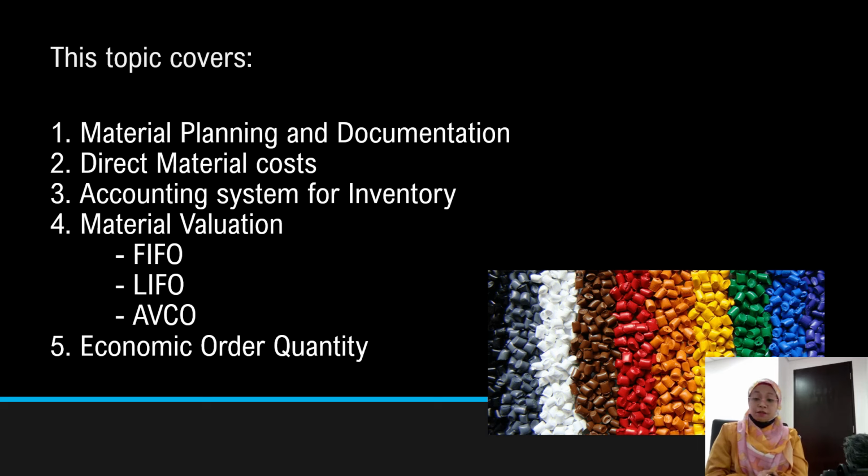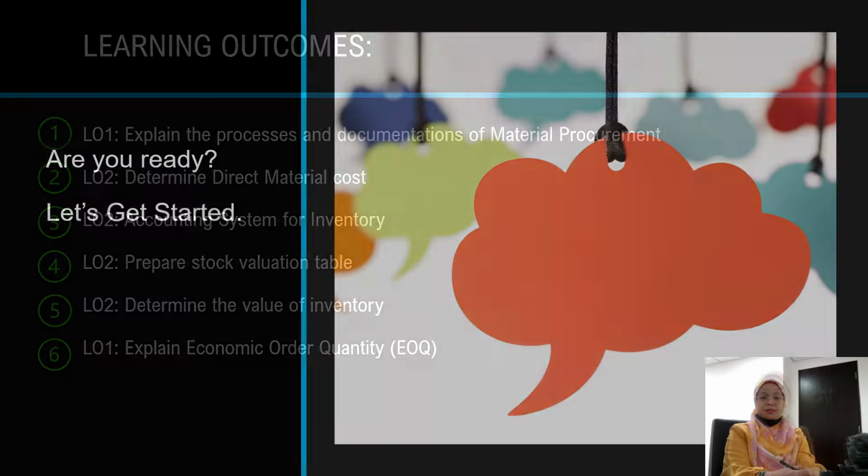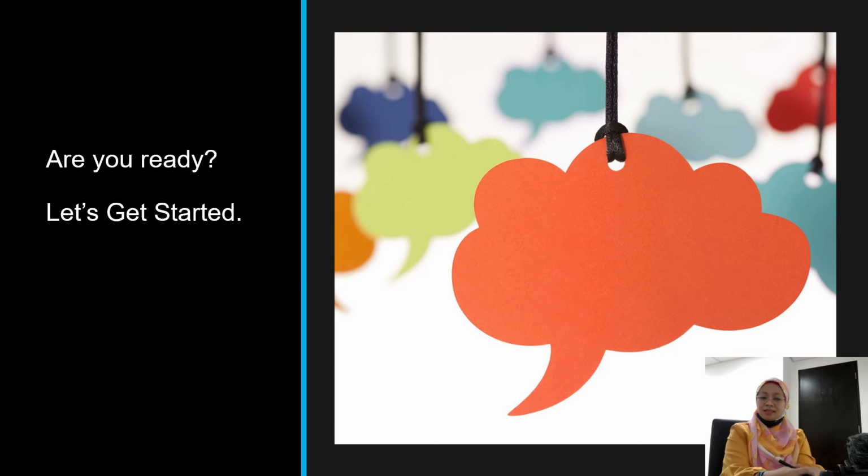We will cover several subtopics. We will start with the material planning and documentation, how to calculate and determine direct material costs, how the accounting system supports inventory, how we value materials using FIFO, LIFO and EVCO, and lastly, economic order quantity. These topics will cover learning outcome number 1 and number 2, where it will cover all the topics that I've mentioned earlier during the previous slide. Are you ready? Let's get started.